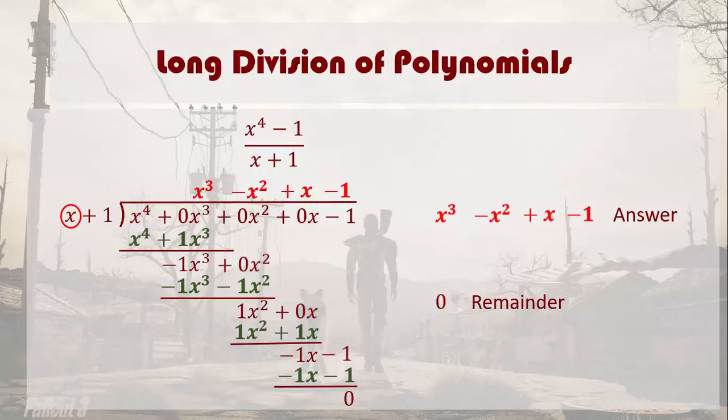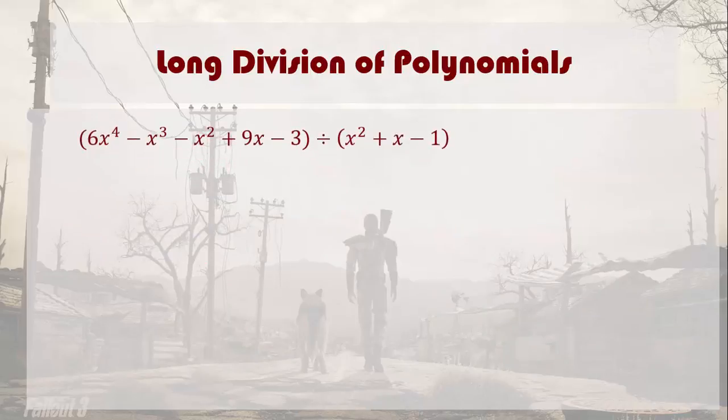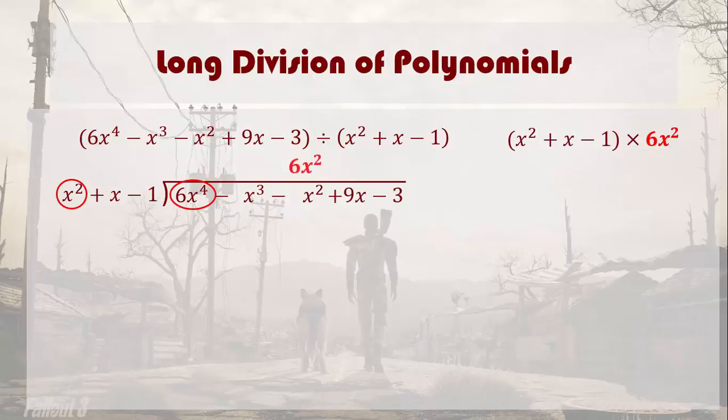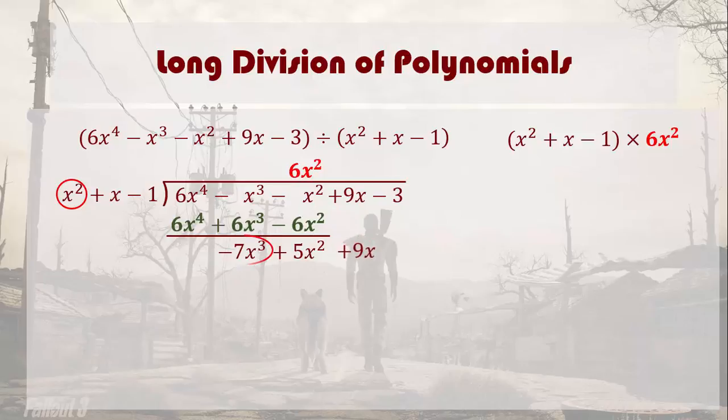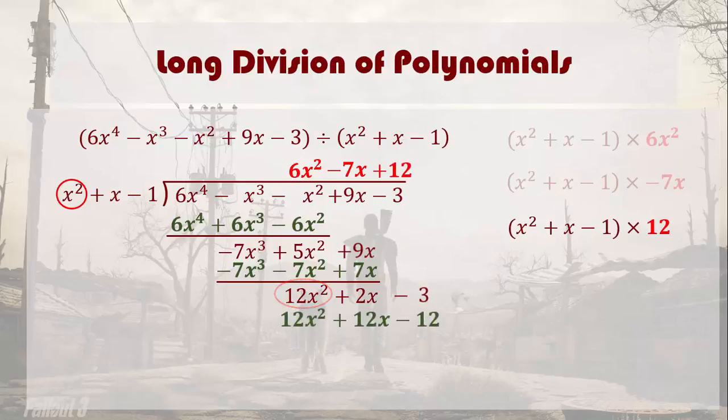All right. Now I'm going to have you try this last one here. Pause the video and give this one a try. All right, it sets up like that. We multiply by 6x squared. Subtract. Bring the 9x down. We multiply by negative 7x. Subtract. Bring the 3 down. We multiply by 12. Subtract. And now if you look, we can't multiply x squared times anything to get just an x. So that negative 10x plus 9, that's our remainder.